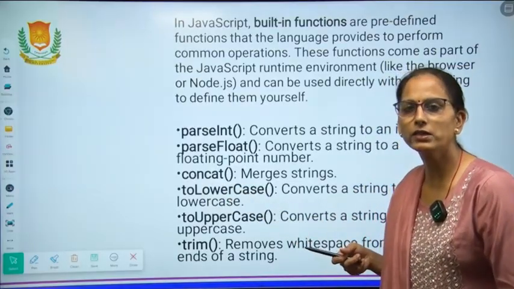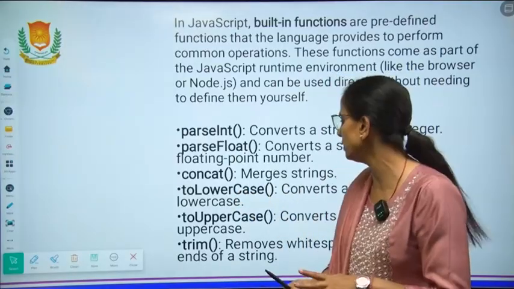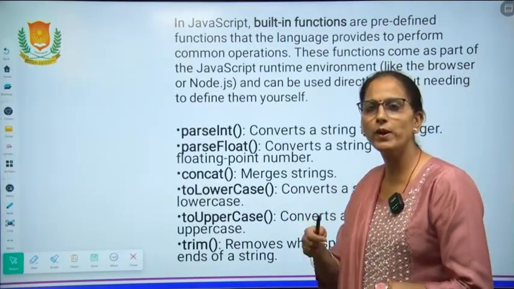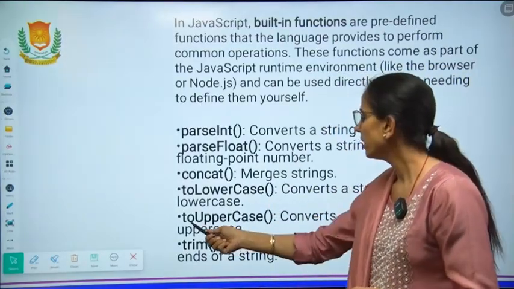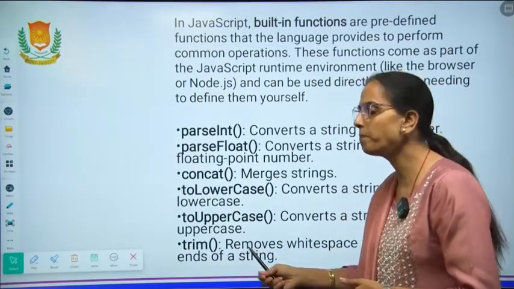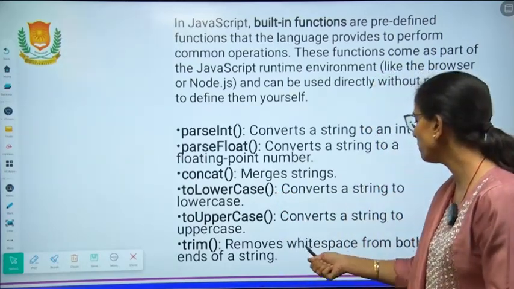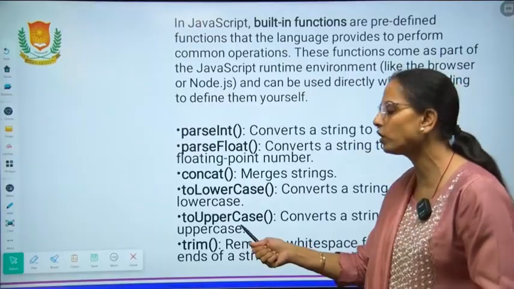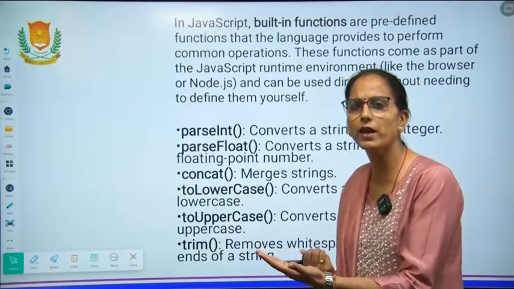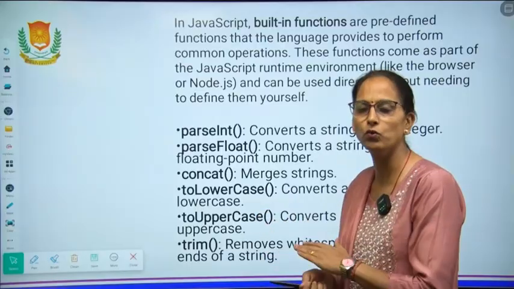Concat is a function which is used to join two strings, concatenation. toLowerCase, as its name shows, converts the given string to lowercase, and toUpperCase converts it to uppercase letters. And trim means removing spaces. This function removes the white spaces from both ends of the string, meaning at the beginning and at the end of the string, whatever spaces are there will be removed.